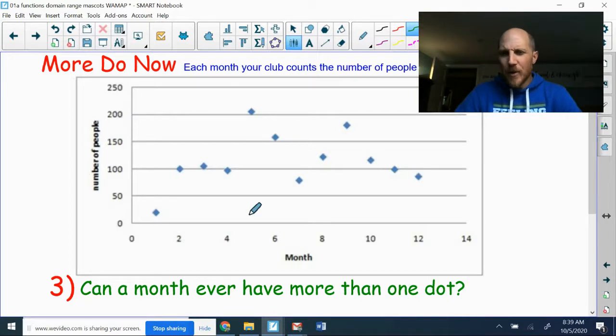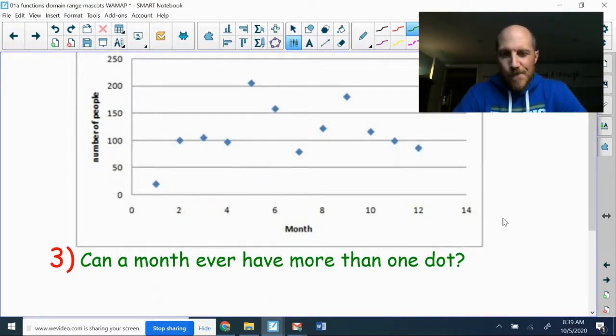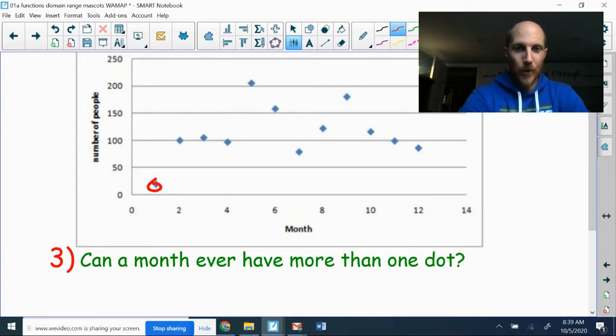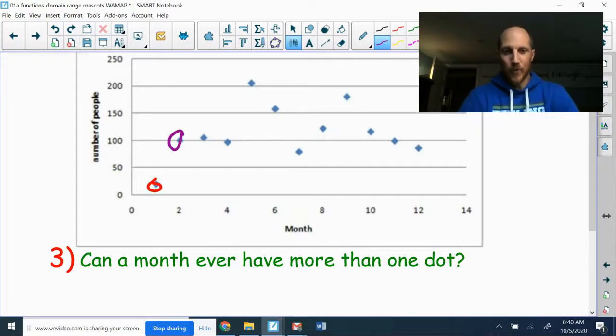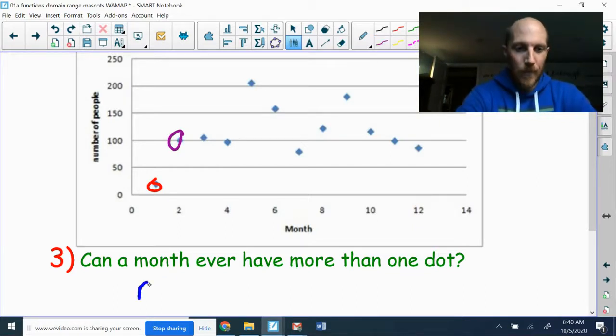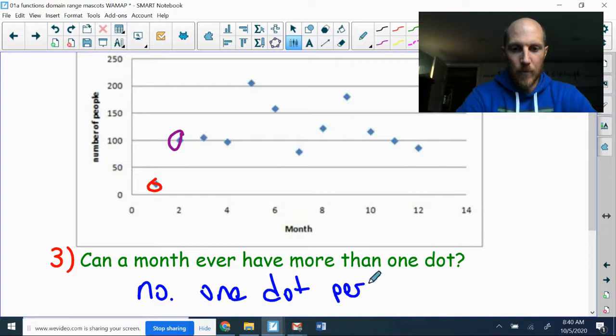Nice. All right. So can a month ever have more than one dot? No, not unless this was a graph that showed like multiple clubs, right? I mean, you have a meeting in January and this is the number of people that came. So there's a dot, right? And the next month, February, you count how many people came and it's this many and there's a dot. If more people come, then the dot's going to be higher up. If less people come, the dot's going to be lower down. But you can't ever have more than one dot. That's how many people there were. So no, one dot per month.